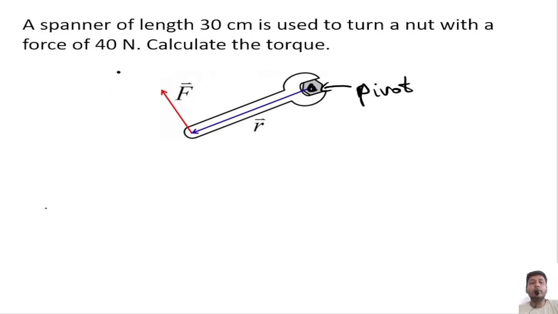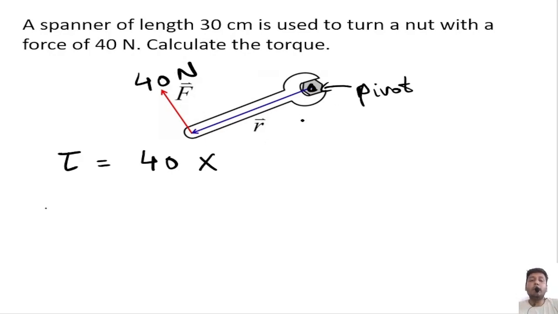Now the force which is applied is equal to 40 Newton. I want to calculate torque. So torque, again, is equal to F into D. So that will be equal to 40 multiplied by.